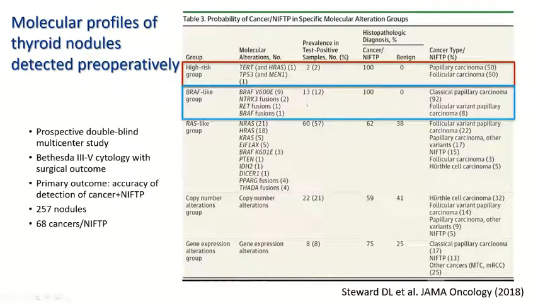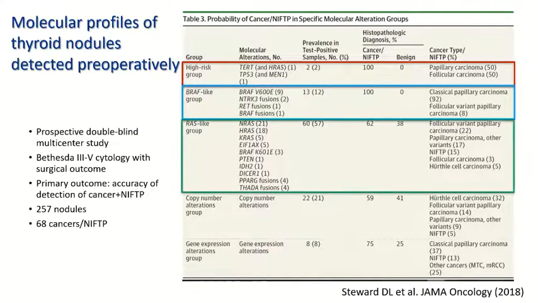The BRAF-like group, including BRAF mutations and MOS fusions, constituted approximately 12% of Bethesda 3/4 thyroid nodules. Virtually all of them were papillary carcinoma on resection. The RAS-like group was about 60% of all positive tumors. And then again, copy number alterations, these are mostly Hürthle cell carcinomas, another group of about 20%.